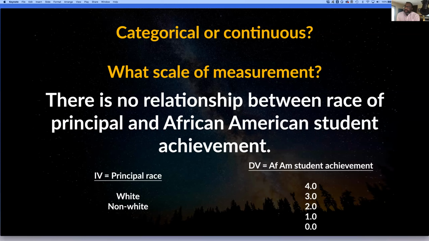What kind of variable, categorical or continuous, is the independent variable, principal race? Categorical. Absolutely. Is it nominal or ordinal? Nominal. Why? Because it's either white or non-white.